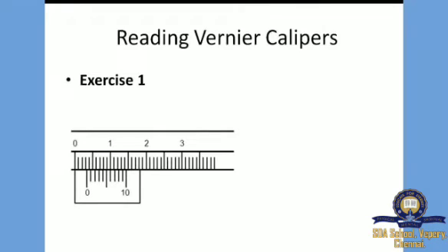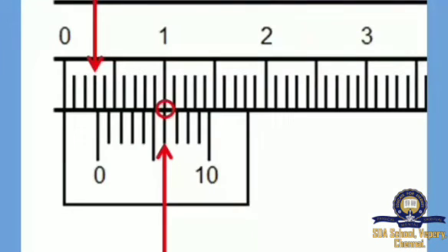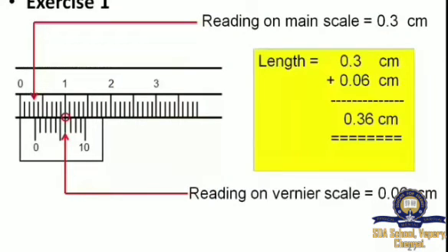Now let us see how to calculate the main scale reading and the vernier scale reading from this diagram. Here the reading on main scale is equal to 0.3 centimeter because 0.1, 0.2, 0.3 of the main scale coincide with the 0 of the vernier scale. Just like that, the vernier's 1, 2, 3, 4, 5, 6, sixth line coincides with one of the main scale. So the vernier scale reading is 6, and you have to multiply it by the least count, that is 0.01. So you will get the reading on the vernier scale is equal to 0.06 centimeter.